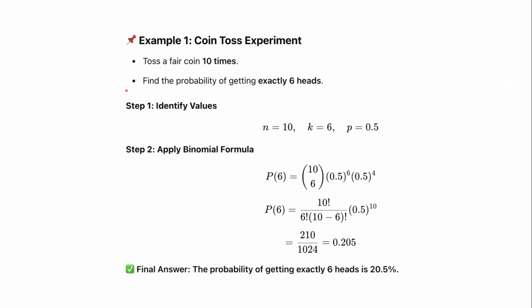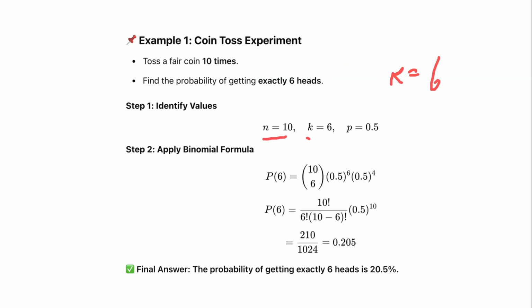Okay, so here we are tossing a coin 10 times. What is n here? N is 10, the total number of trials. Find the probability of getting exactly 6 heads. So the number of successes is 6 for us. Okay, so we have all the values.